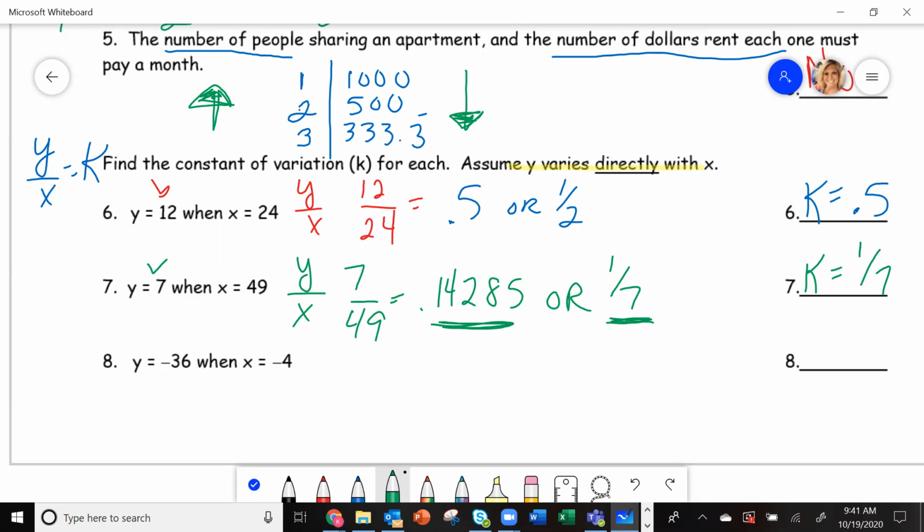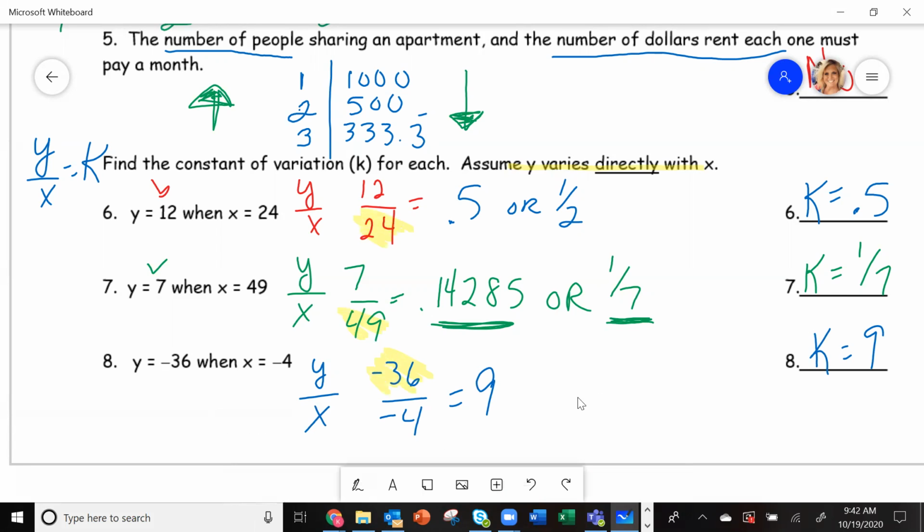So the last one that you should have done, y divided by x. Y is -36, and x is -4. That gives you 9. So you should have gotten K to equal 9. The reason this is a whole number is because the top number is larger. If you look at the other ones, it's the bottom number that's larger, and that's what gives us a fraction.